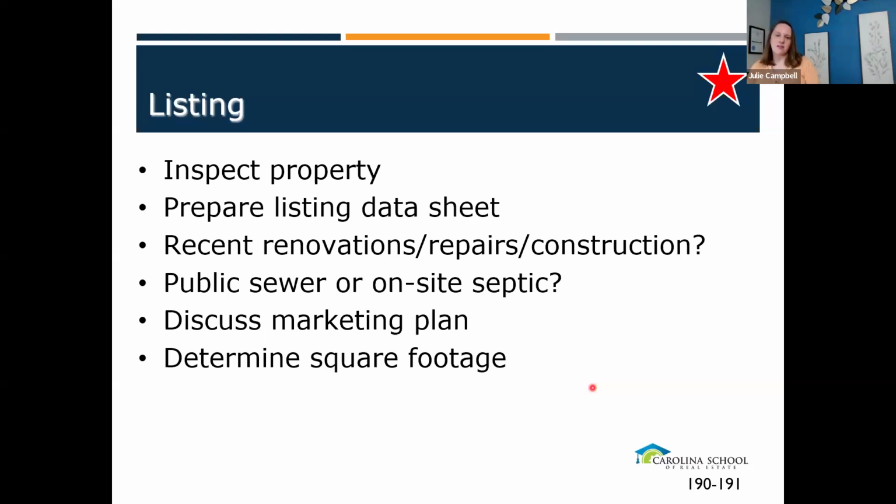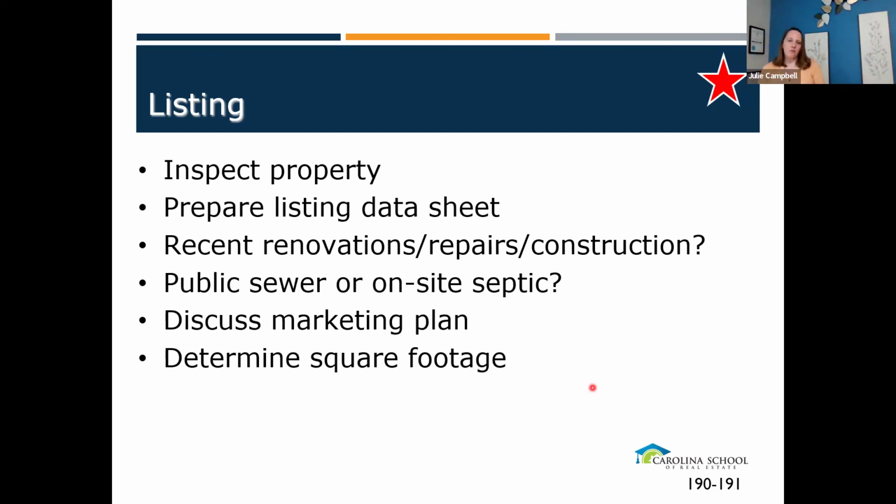If it is on the on-site septic system, remember, we can only advertise the number of bedrooms allowed on the septic permit. So if you have what looks like could be a 4-bedroom house, but the septic permit says 3, you're going to mark it as a 3-bedroom with an office or a 3-bedroom with a bonus room. You're not going to market it as a 4-bedroom.